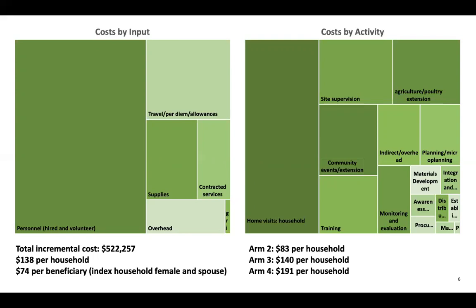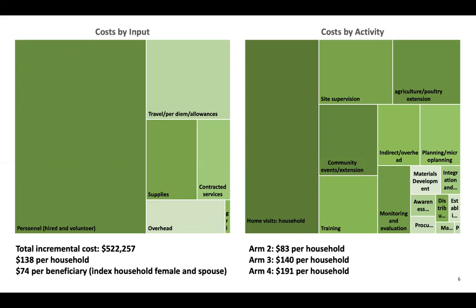Then when we break down the cost by activities, the main cost components are from the household visits, both nutrition and gender components, as well as agriculture components. On top of that, there's also site supervision and community events. These are the main components of the interventions. So it really highlights through the cost that this is what the TRAIN intervention is all about.